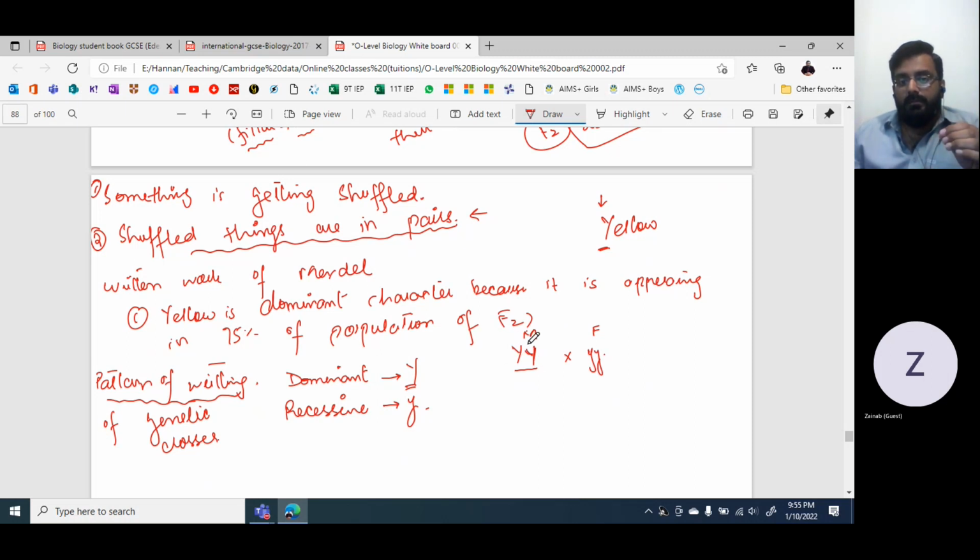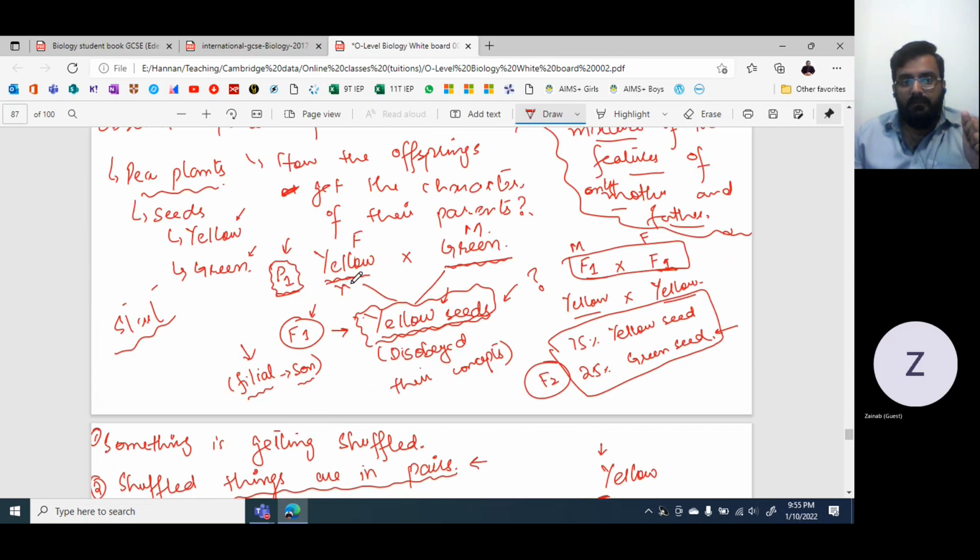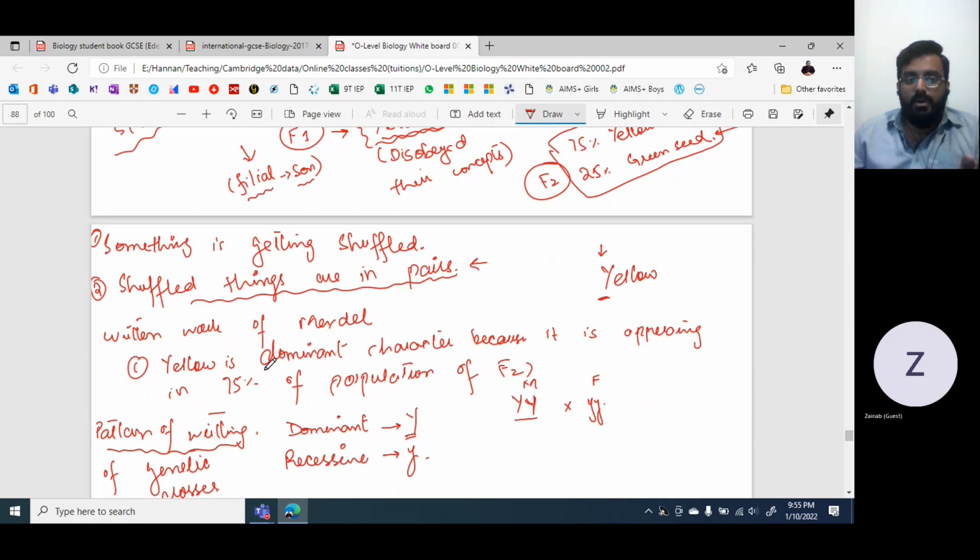But he said that shuffling things are in pairs. So in place of yellow, he mentioned capital Y, because according to his conclusions, the yellow is dominant. And if the yellow is dominant, then the thing behind the yellow is in pairs and both are dominant.